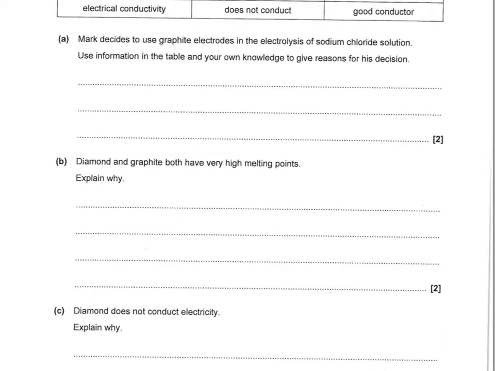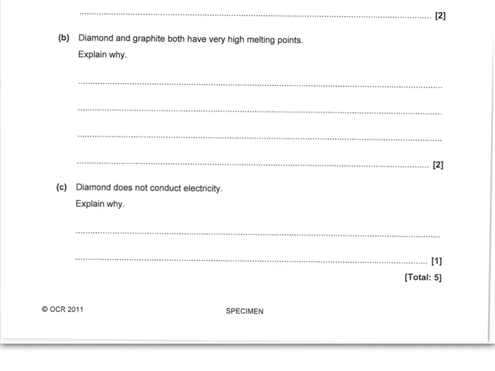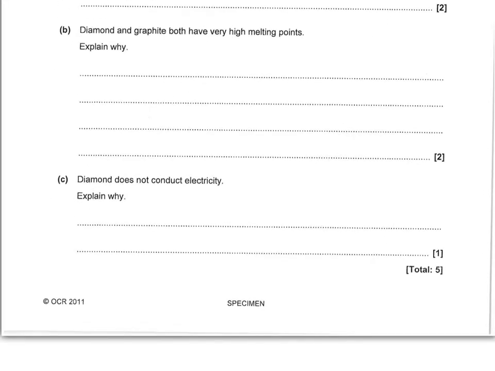Diamond and graphite both have very high melting points. Explain why. So if you're ever asked why something has a very high melting point, it's because they have strong bonds. And then the second mark you've got to say is that they take a lot of energy to break. So they have very strong bonds which take a lot of energy to break. Diamond does not conduct electricity. Explain why. Because they have no electrons that can move, or there's no free electrons, or there's no movement of free electrons. So it's the idea that the electrons can't move that's important.